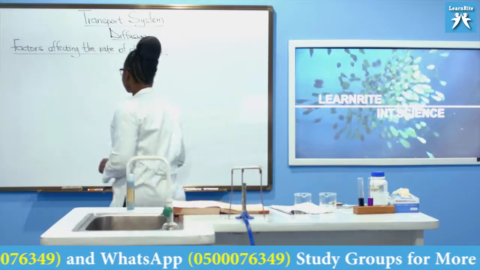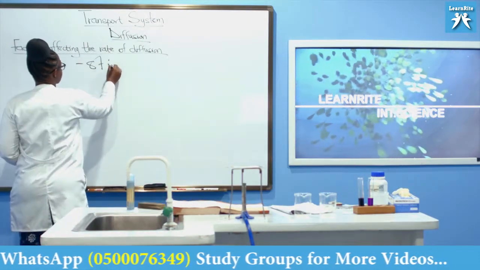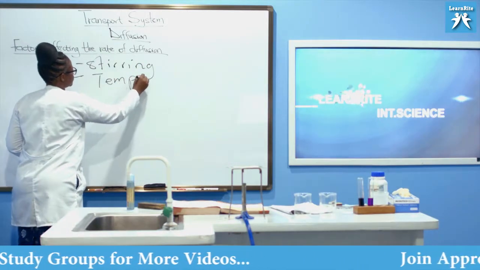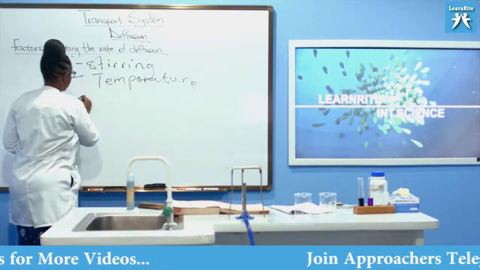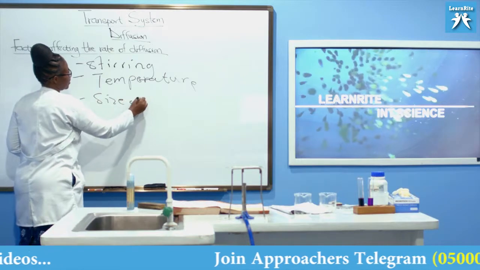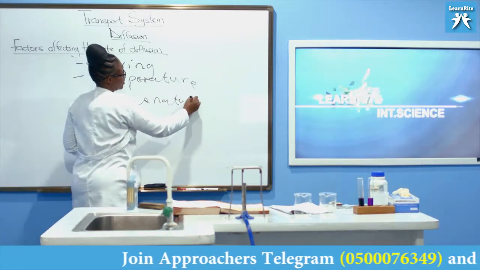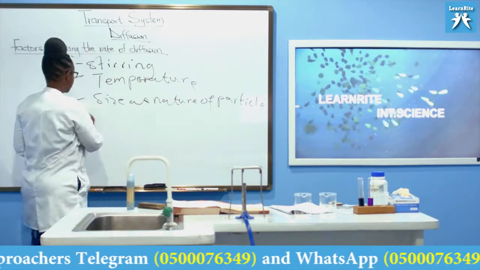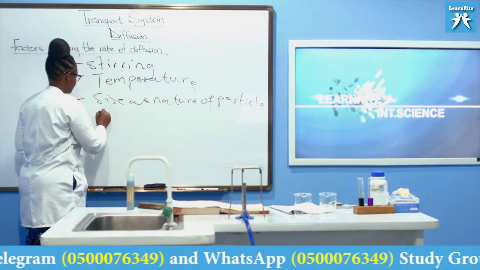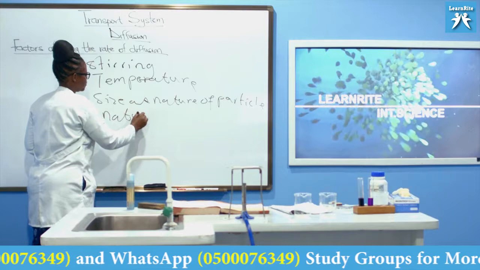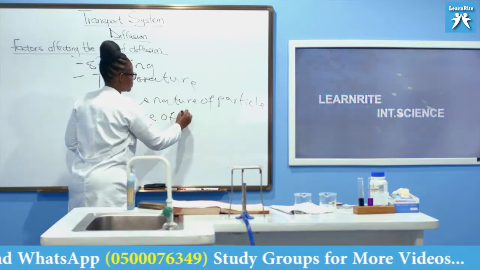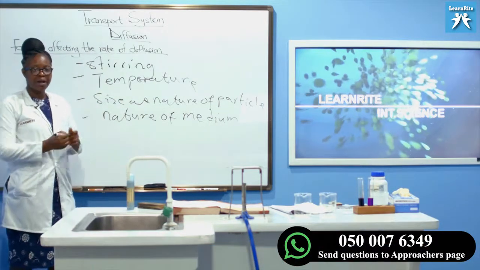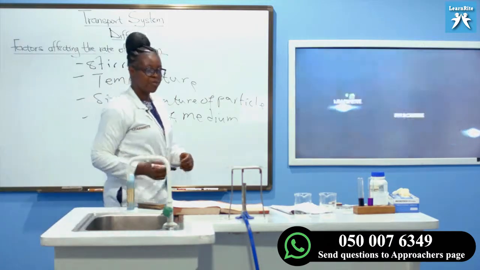Number one factor is stirring. Number two is temperature. Then number three is the size and nature of the particle. Then number four, the nature of the medium. These are some of them. I'll write the rest later on. So let's take the first one.